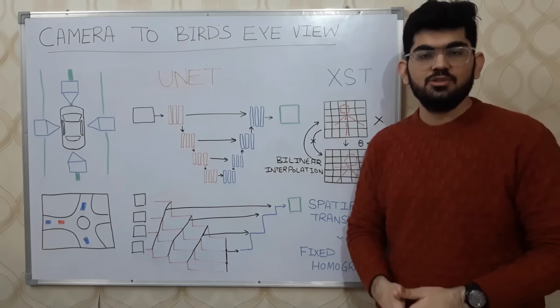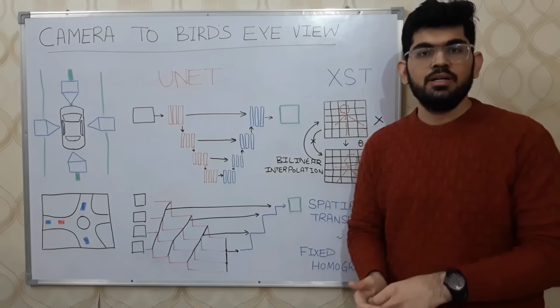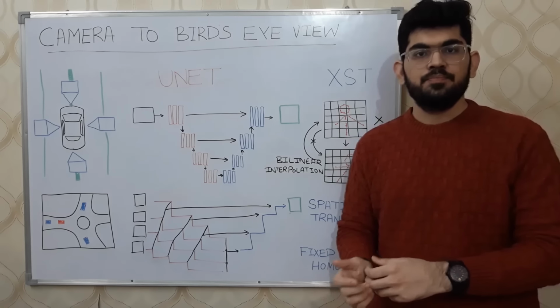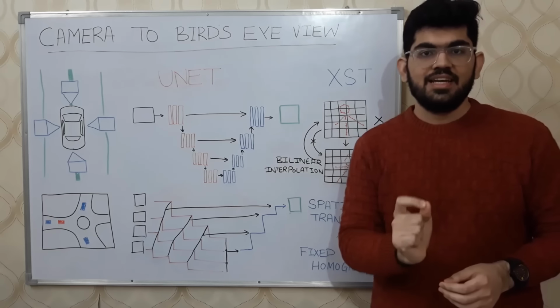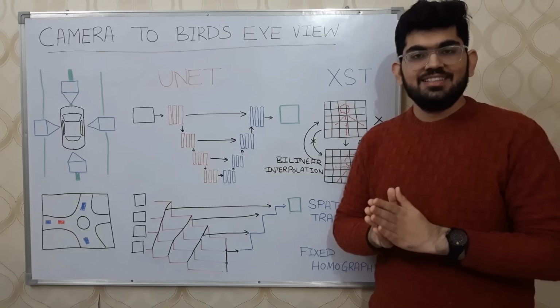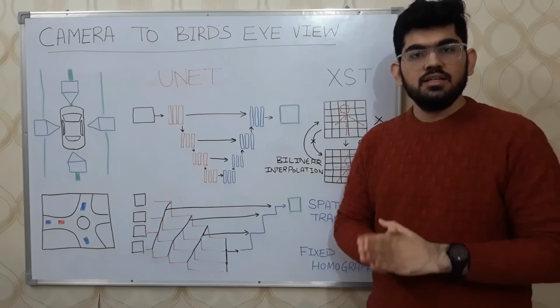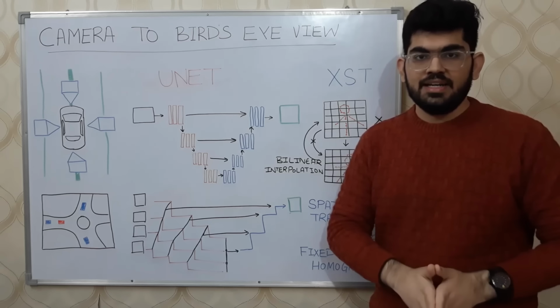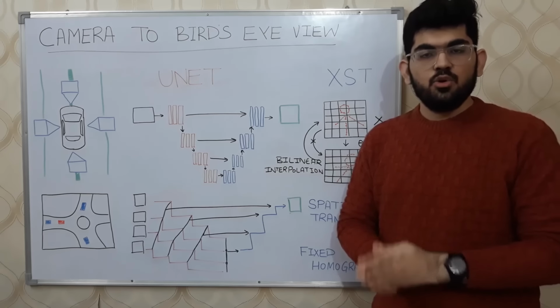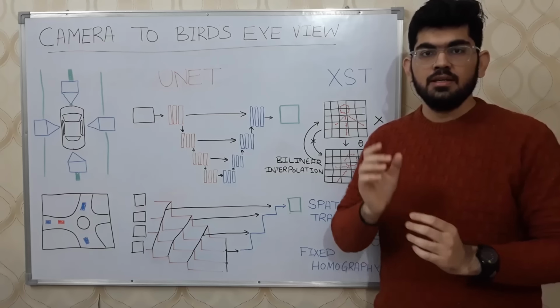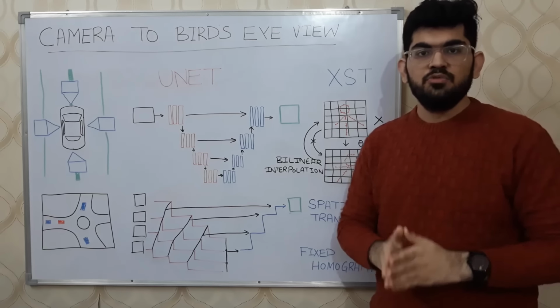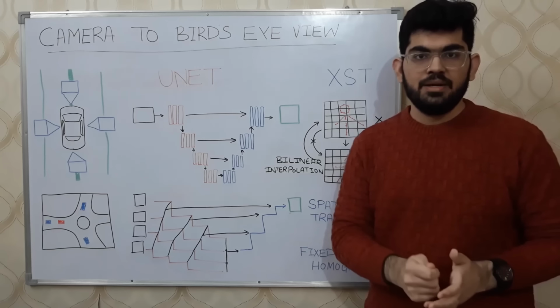So, having understood what a spatial transformer is and how it helps, let us see how we apply this to our UNetXST technique. For the UNetXST technique, we are not going to learn the parameters of the homography matrix. Instead, we are going to provide the spatial transformers with a fixed homography matrix. So, where do we get these homography parameters?